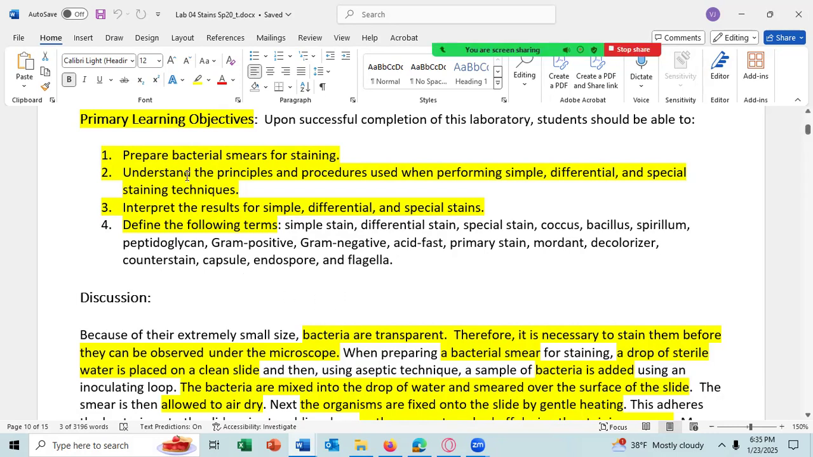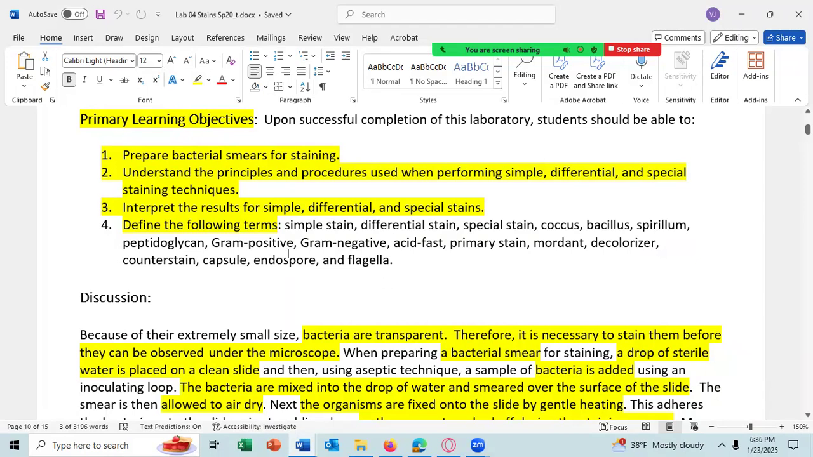Two, understand the principles and the procedures used when performing the simple stain, the differential stain, and special stains. And three, interpret the results for a simple stain, a differential stain, and a special stain. And then lastly, four, define the following terms. What's a simple stain, a differential stain, a special stain? What's a coccus? What's a bacillus? What is a spirillum? What is peptidoglycan? What is a gram-positive cell? What's a gram-negative cell? What is the acid-fast stain?